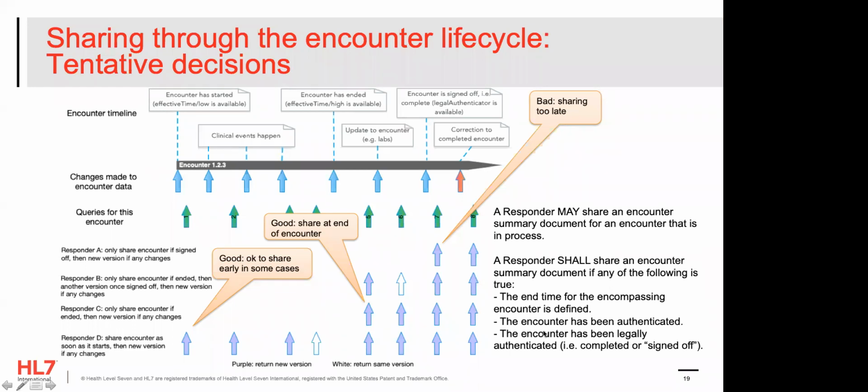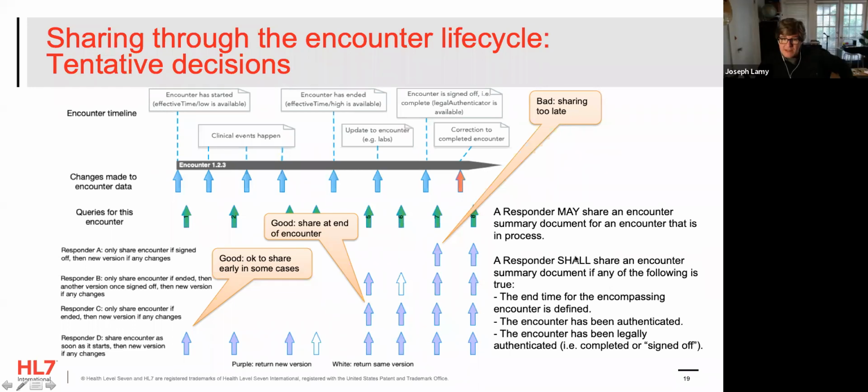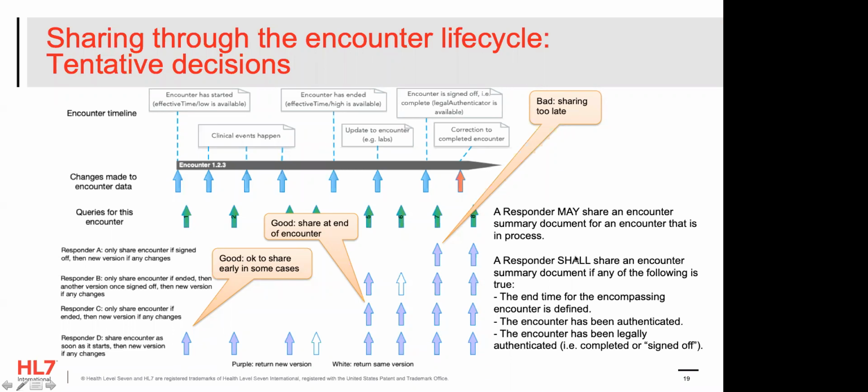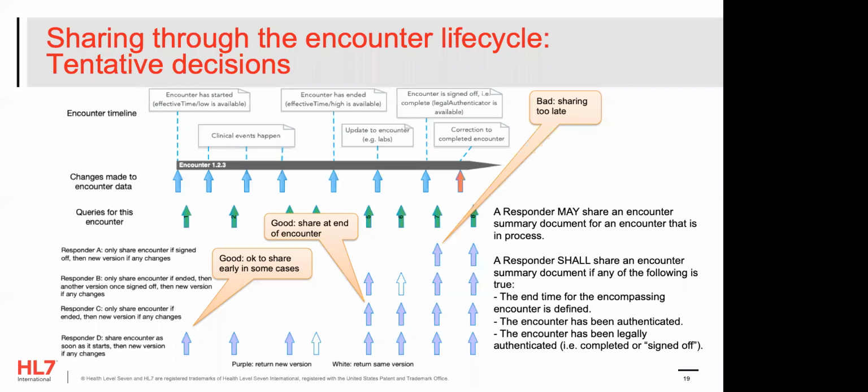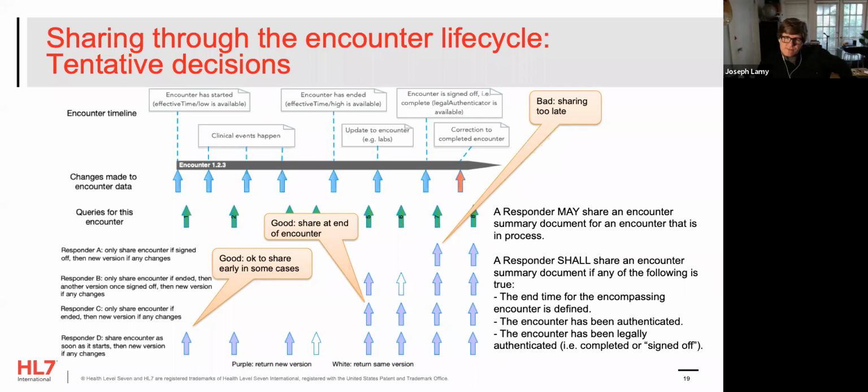Okay, so these requirements meet your needs, right? Right. So on that point, what does "responder may" really mean here in your world, where it sounds like somebody is querying for encounters? If there's no way for them to say, hey, I want in-process encounters, what does it mean that responder may? I mean, if I can't articulate that, how do I even know what I'm getting?